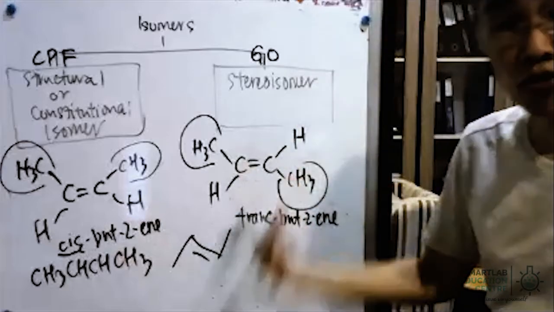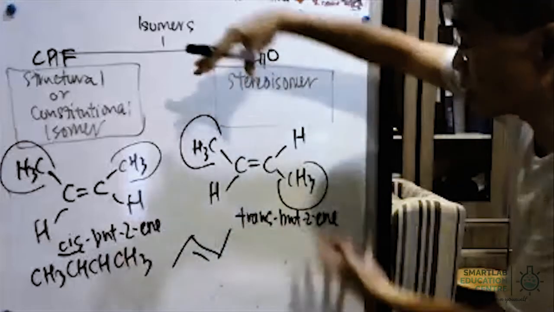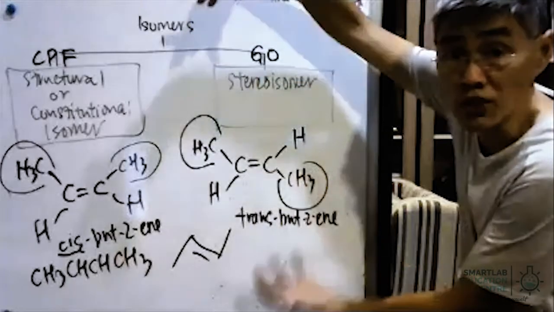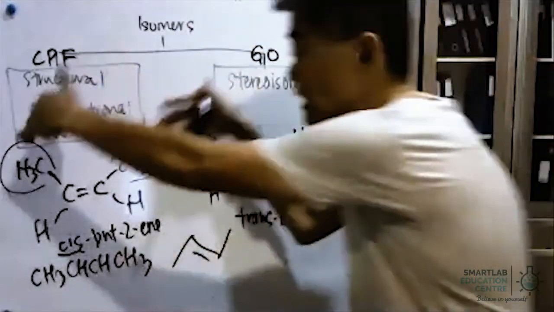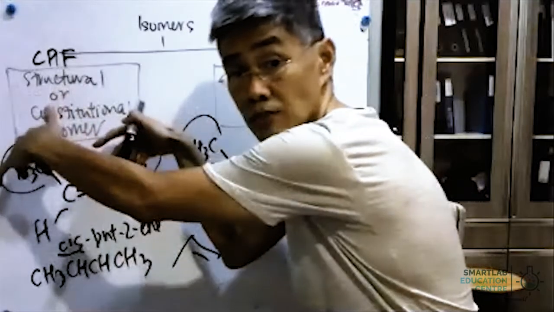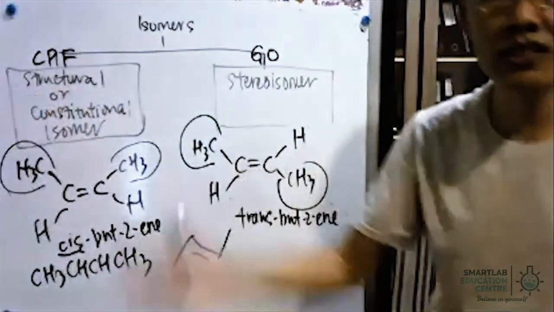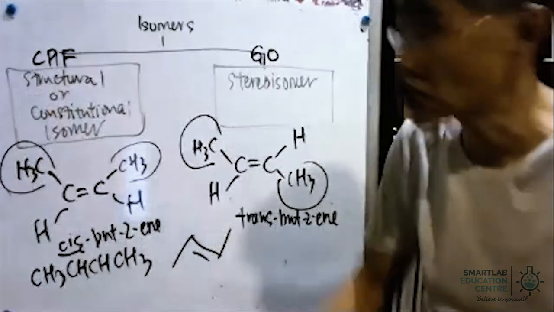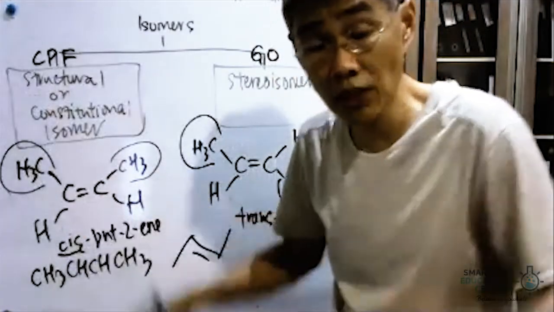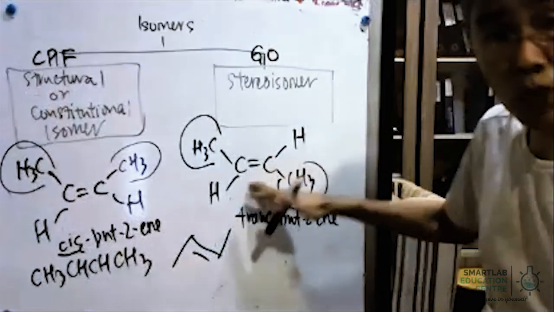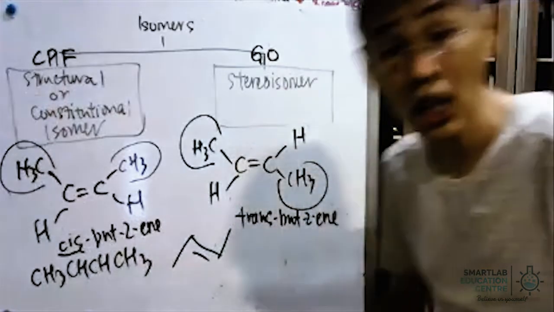Bottom line, trans structure is more stable because the bulky groups are on opposite ends, so they don't have steric hindrance. Unlike here, where the two bulky groups are on the same side. They will have steric hindrance, which means that they will have high strain energy, therefore less stable. So if they're less stable, the energy level is higher. If it's more stable, energy level is lower.